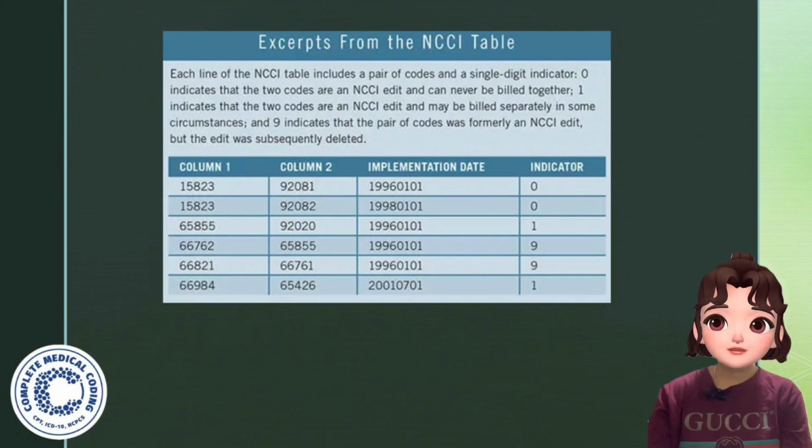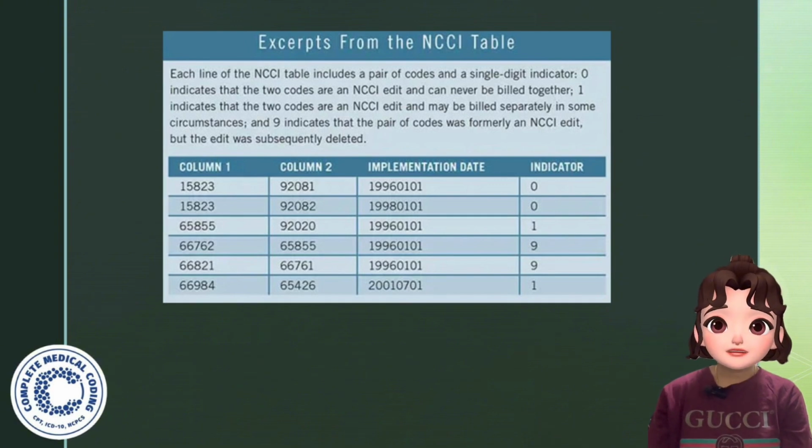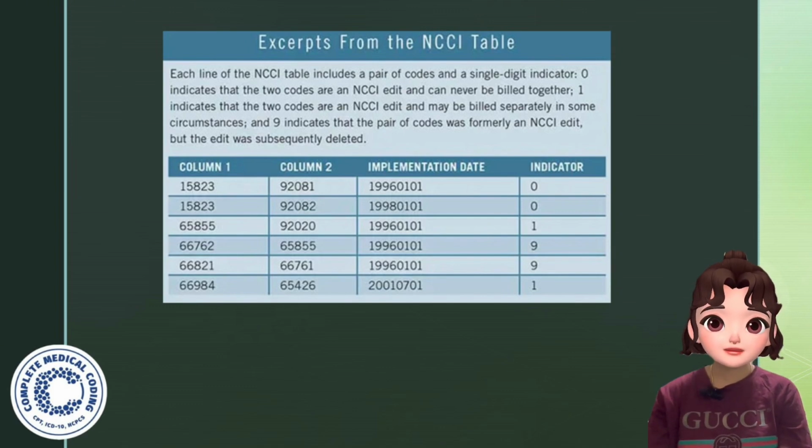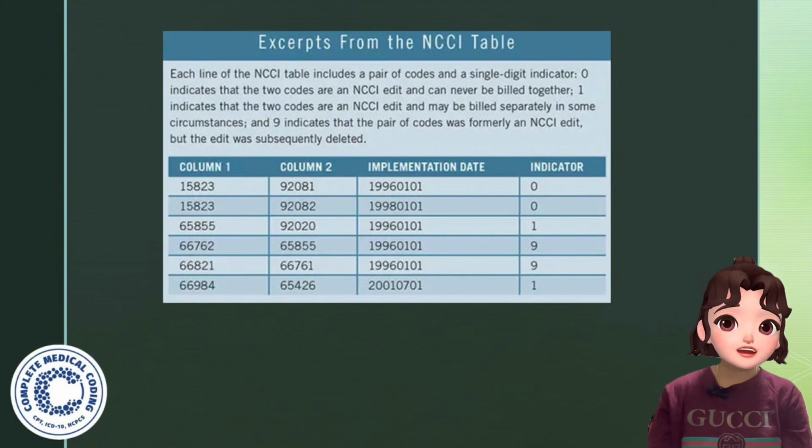That is column 1, column 2, implementation date, indicator. Those are some examples just to show what the NCCI table represents. If column 1 and column 2 are coming together, check the indicator. 0 means cannot be billed together. Then the second one, third one, 1 represents it can be billed together. Terms and conditions apply, as I told you earlier. Even 9 we cannot bill now. It was billed before, but recently it was deleted.